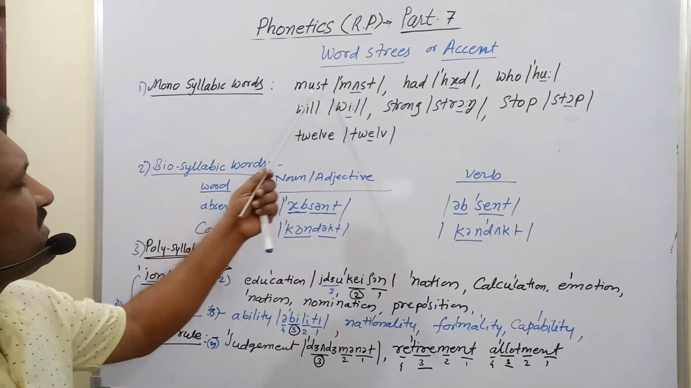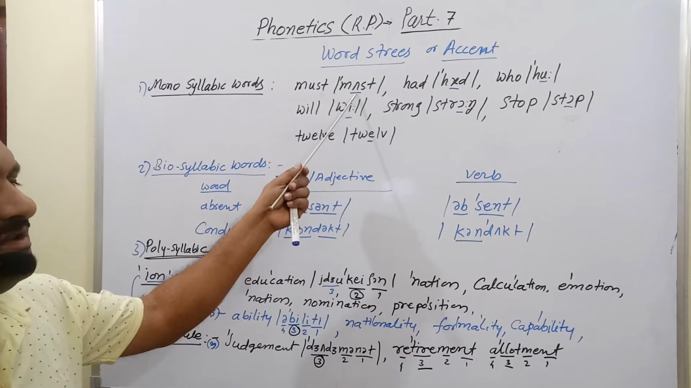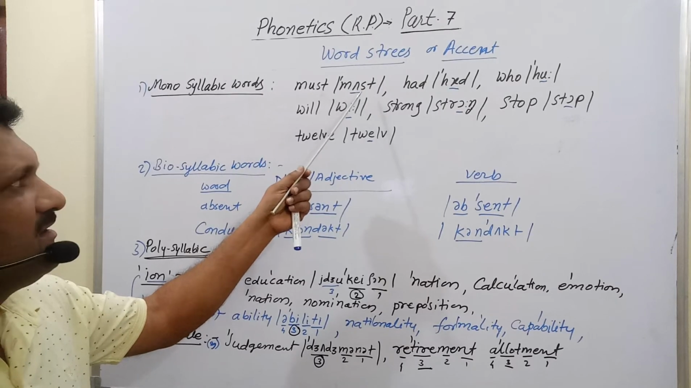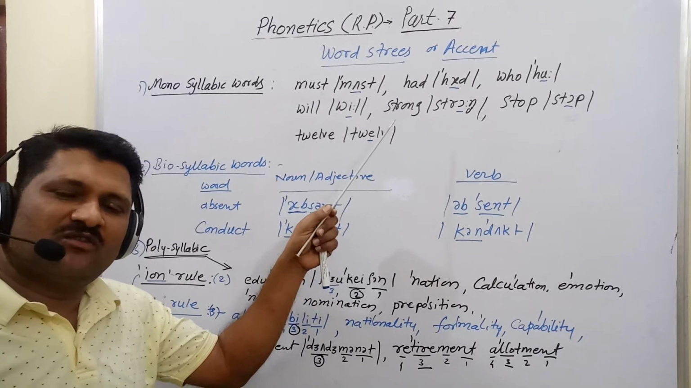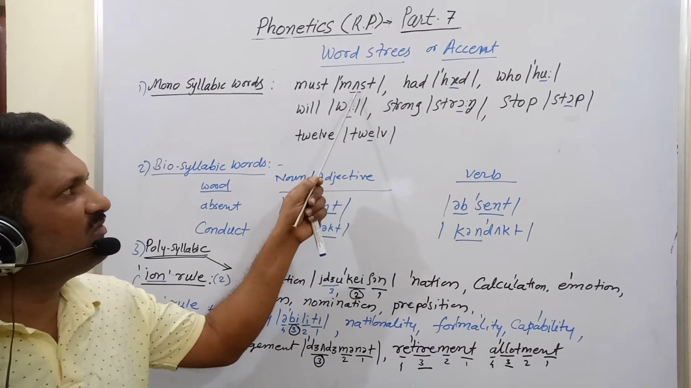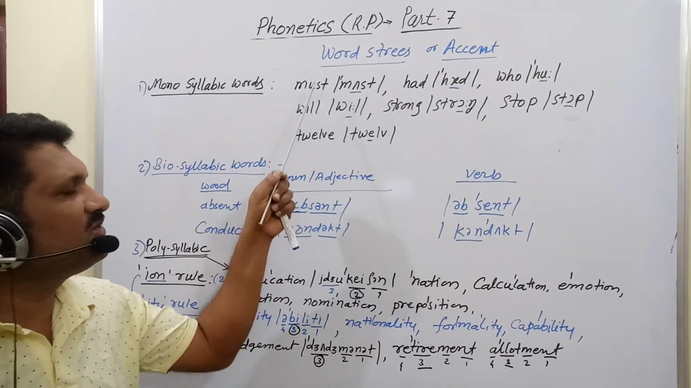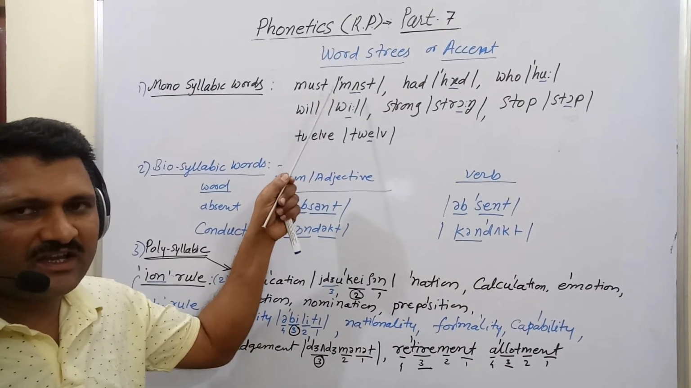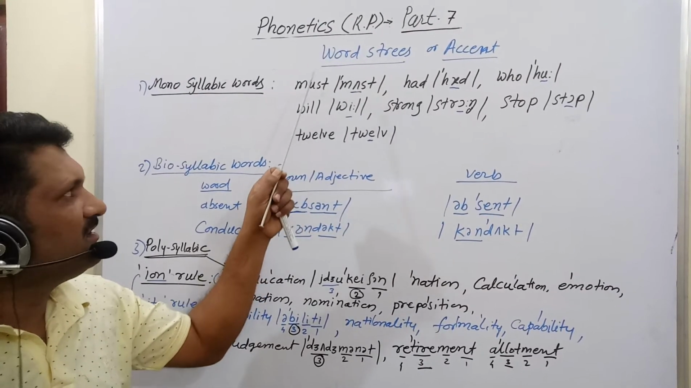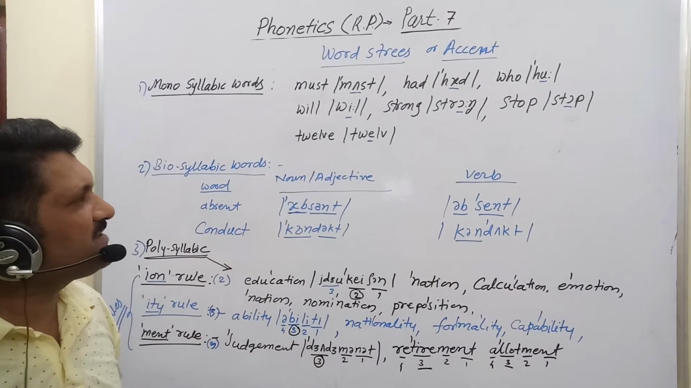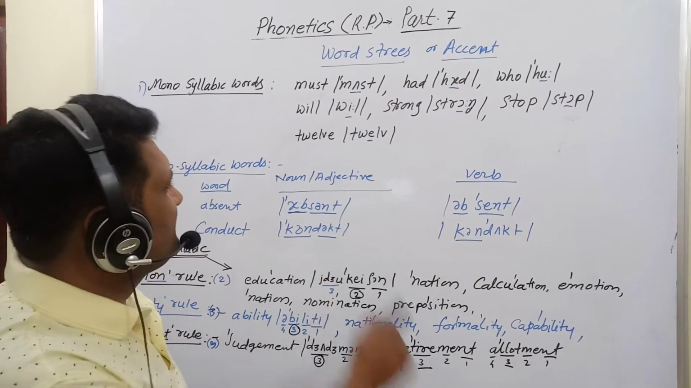Here some words are monosyllabic. Mono means one syllable. When there is a monosyllabic word, the syllable has only one vowel sound. Vowel is the nucleus of a syllable. Here there is one vowel in all the words. So all these words are monosyllabic, and a monosyllabic word always bears the stress mark. So these are pronounced like must, had, who, will, strong, stop, 12.